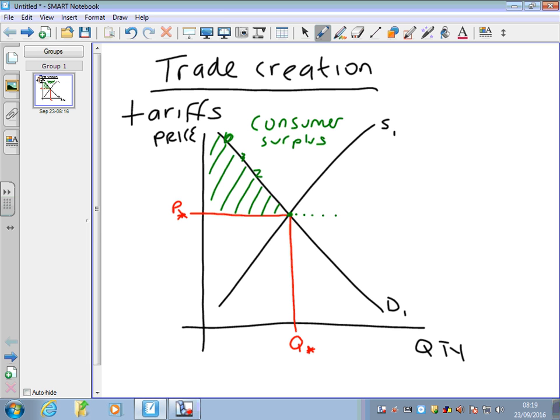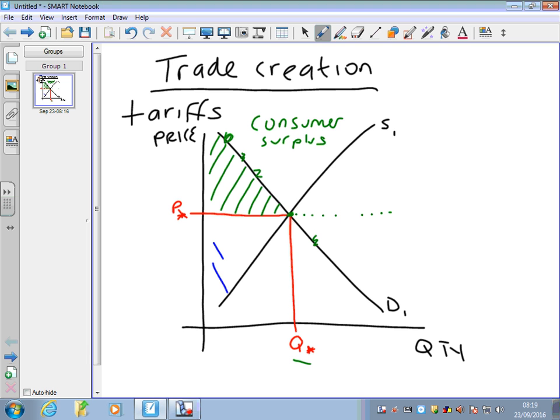Beyond Q star, demand is now lower than the market equilibrium price. So basically this means that people are not willing and able to pay the market price. So in effect, all consumer surplus is maximised where demand meets supply.